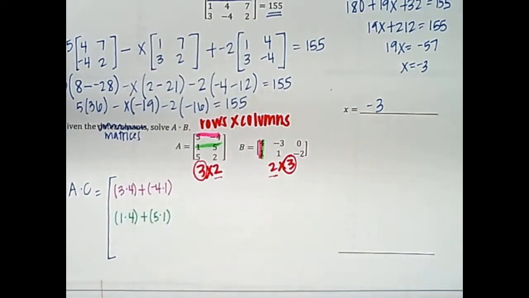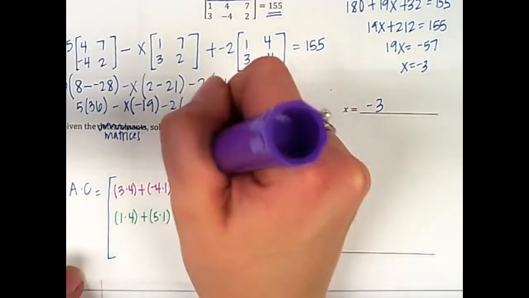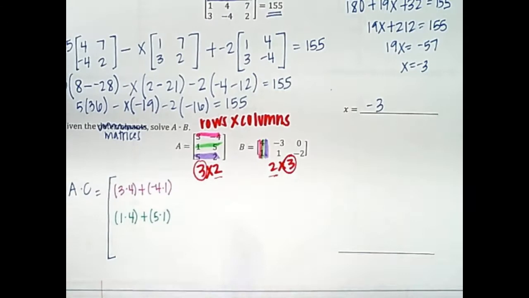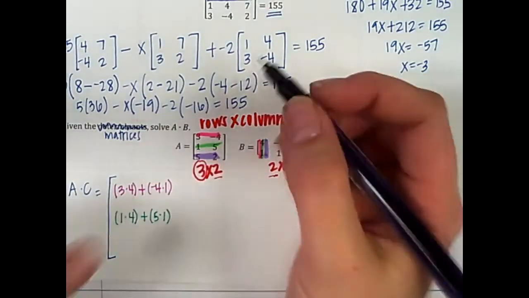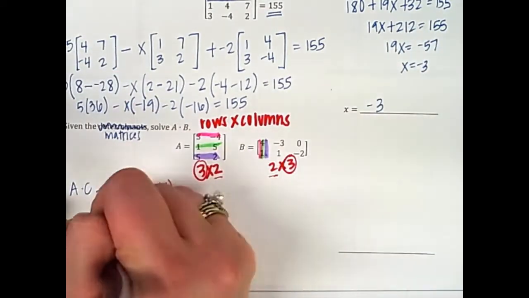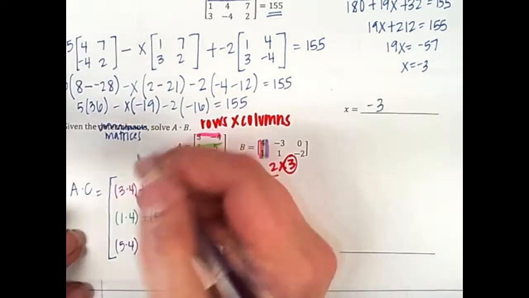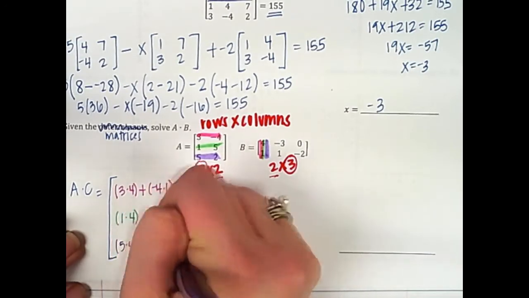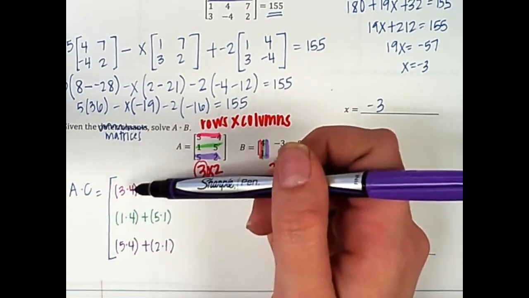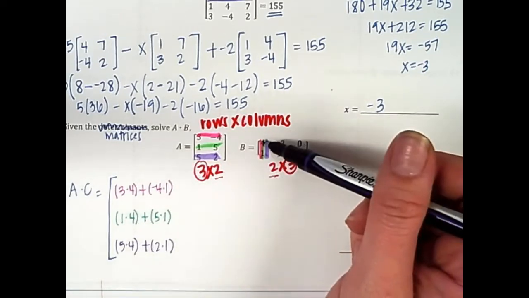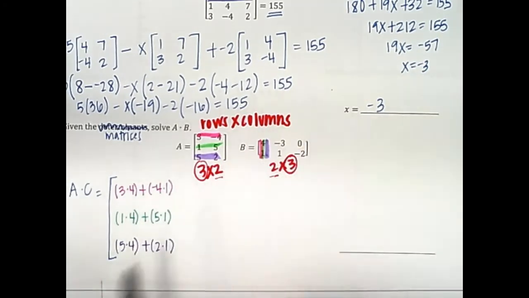Okay, and then we'll move down another row again. When I move down my row in my matrices, I stay in column 1. So that would be 5 times 4 plus 2 times 1. And I always check kind of at the end. 4, 4, 4, those line up. 1, 1, 1, those line up. And those should be in my column.